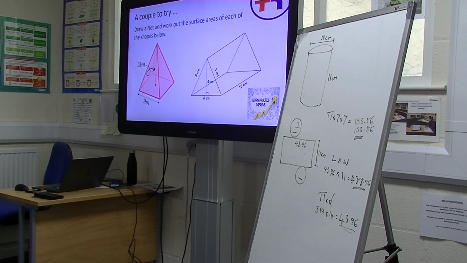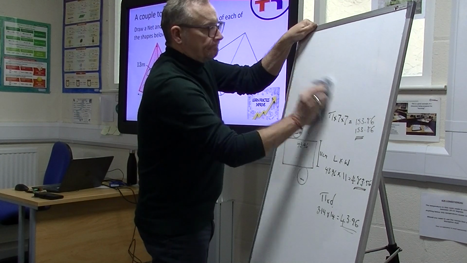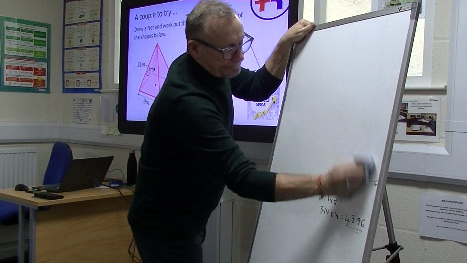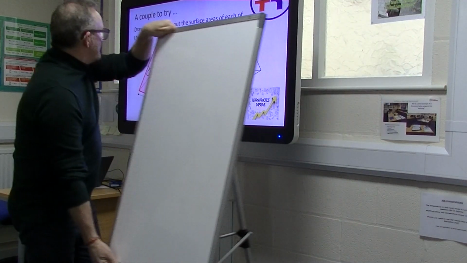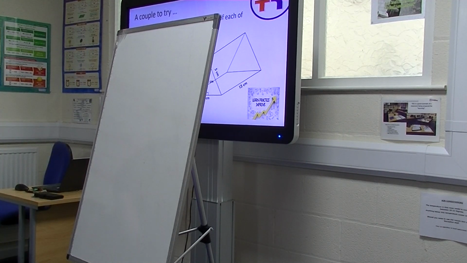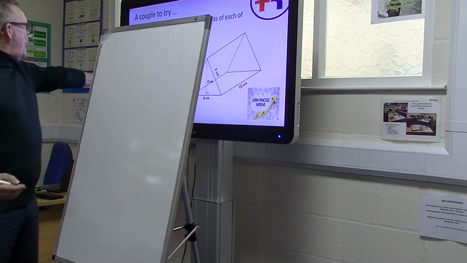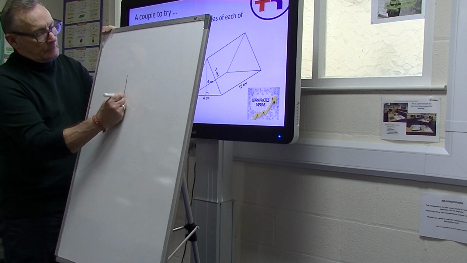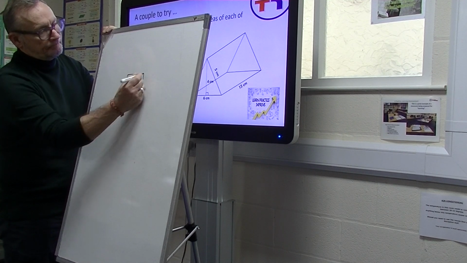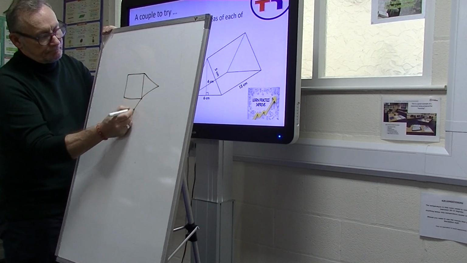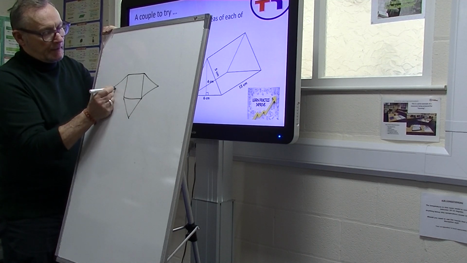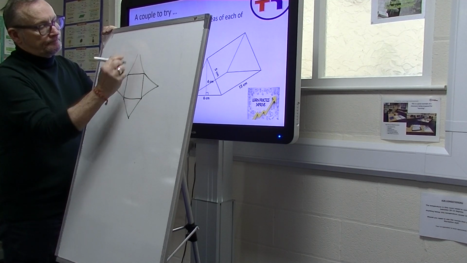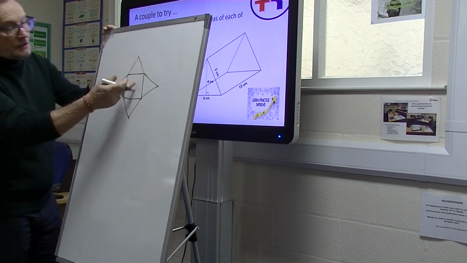Draw a net and work out the surface area of each of the shapes below. Okay? So we'll start with this one. The net of that pyramid, sorry, it's not a triangle, it's a pyramid, would look like this, wouldn't it? Obviously it's not drawn to scale. Okay, there's your pyramid.